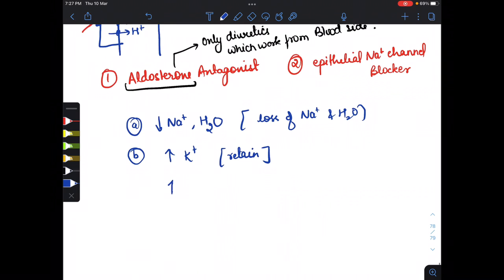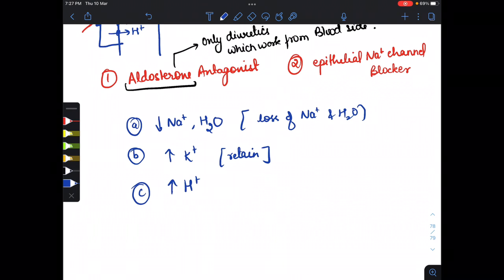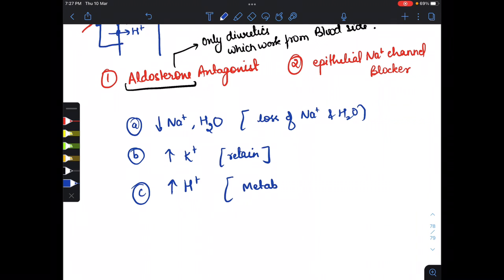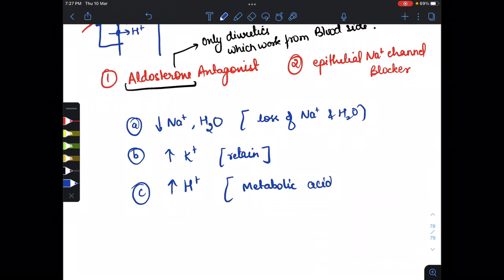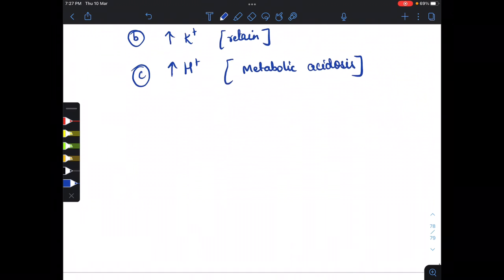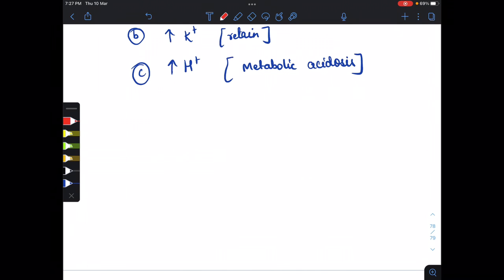So potassium is retained, and there is an increase of hydrogen level in the blood, which, if the plus sign is more in the blood, leads to metabolic acidosis.